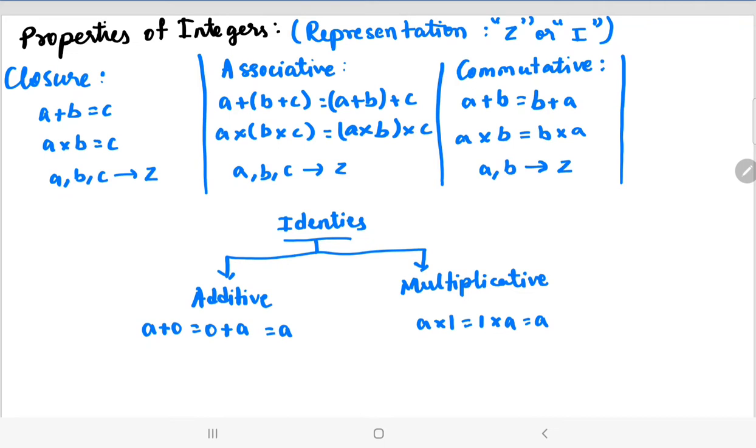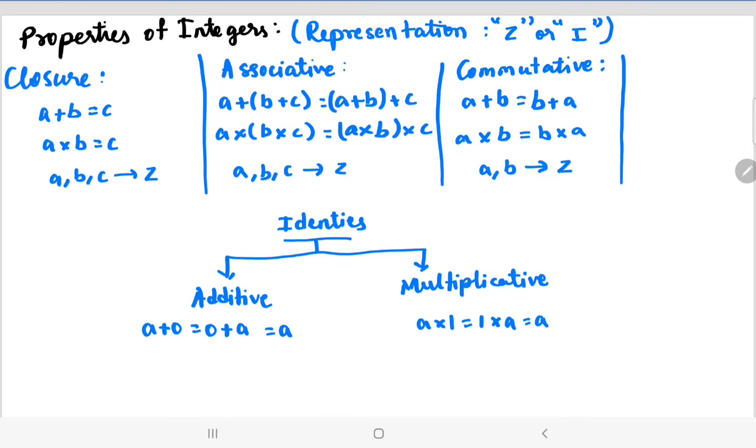So, the third property that we are going to discuss is the commutative property. According to this property, A plus B is equal to B plus A and A into B is equal to B into A. Here both A and B are integers. This is very important. Only then the commutative property under integers will become true.